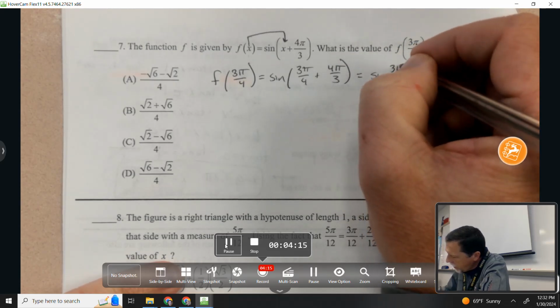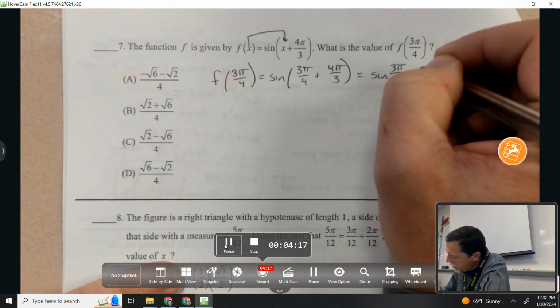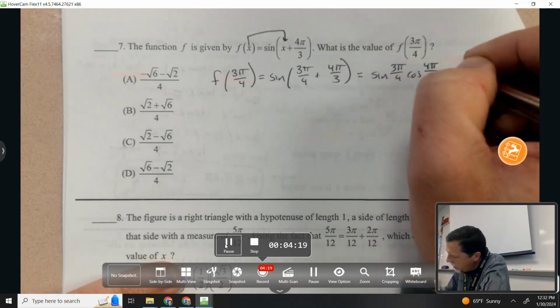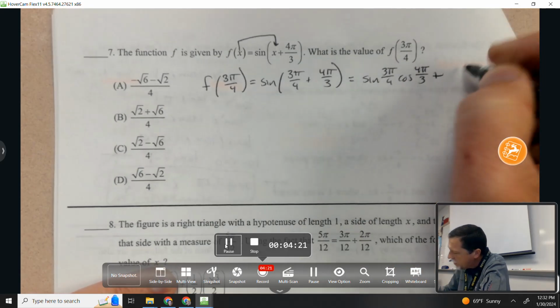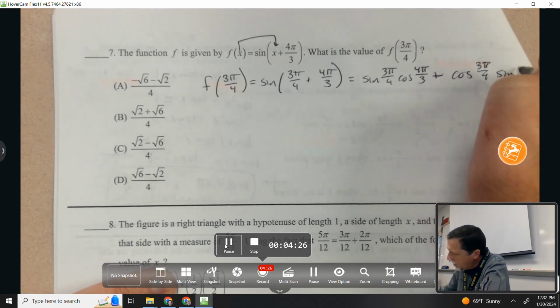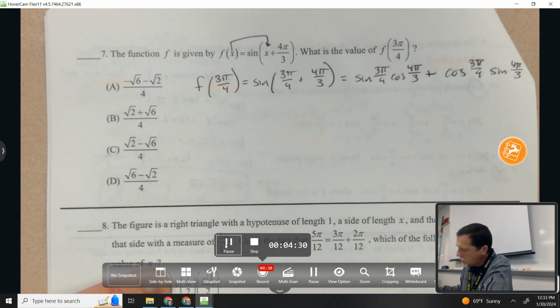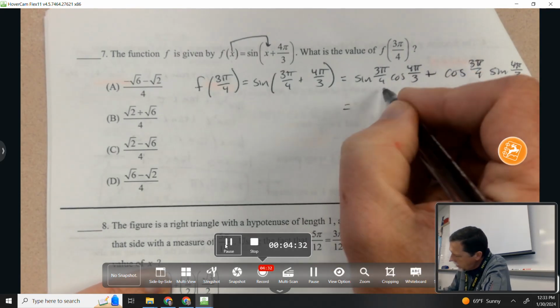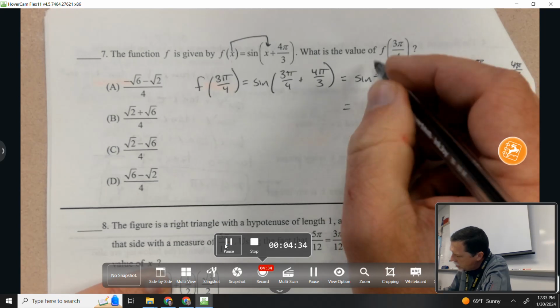So that's sine of the first, cosine of the second, plus the other way around. Cosine of the first, sine of the second. Let's see, sine of 3 pi over 4.